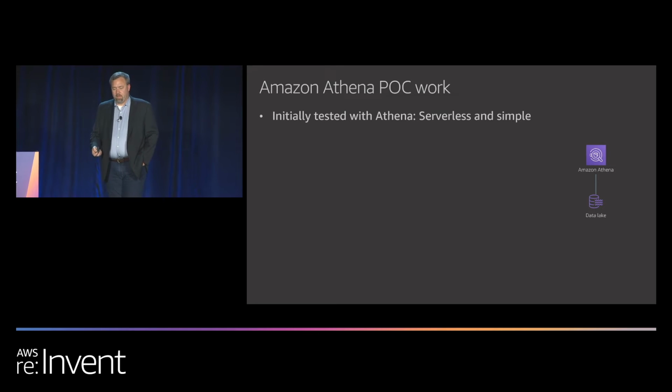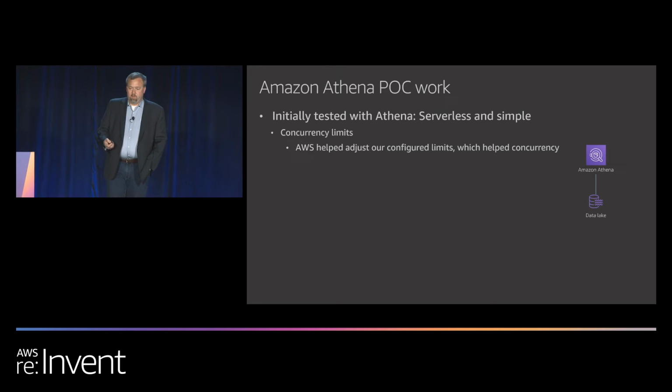But we ran into several issues. First, we ran a lot of queries against it at the same time, and we ran into concurrency limits. Luckily, that was an easy problem to solve. There are default concurrency limits in your AWS account that can be adjusted by your AWS account team. So they had adjusted those limits, and that helped with the number of concurrent queries that we could run.